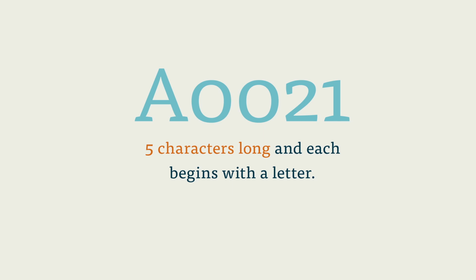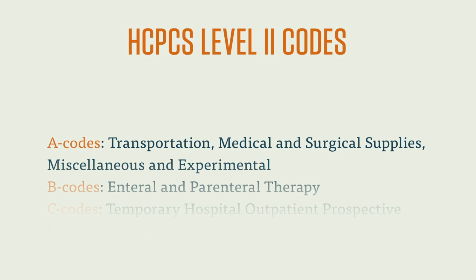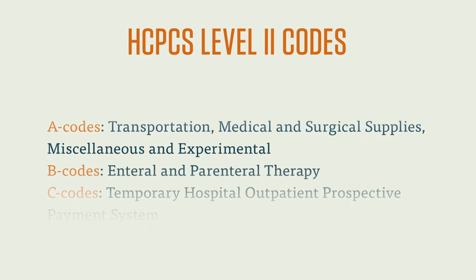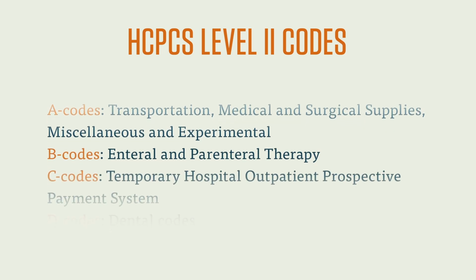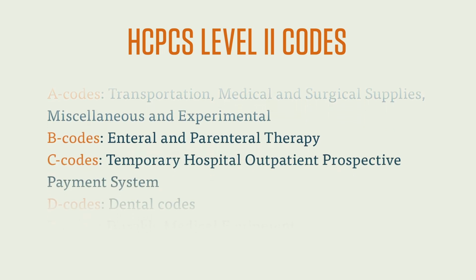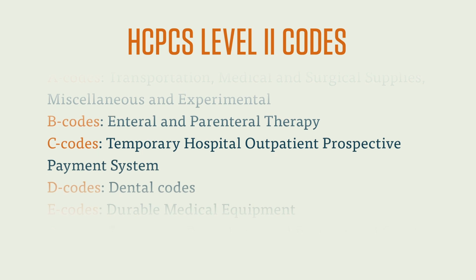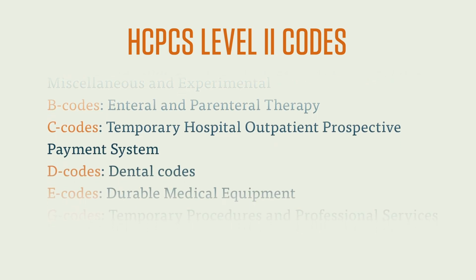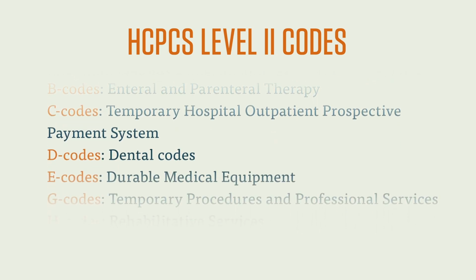HCPCS Level II codes are 5 characters long, and each starts with a letter. This letter denotes which grouping the code is in. Here's another look at the groupings of the Level II codes. A codes: transportation, medical and surgical supplies, miscellaneous and experimental. B codes: enteral and parenteral therapy. C codes: temporary hospital outpatient prospective payment system.